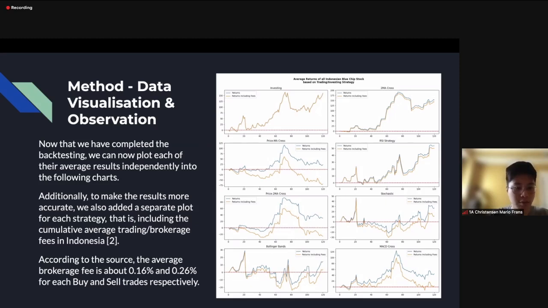And that is to include the cumulative average trading or brokerage fees in Indonesia. We get this data from the references, which I'll be mentioning later. According to the source, the average brokerage fee is about 0.6% and 0.26% for each buy and sell trade respectively. So as you can see here, there's a significant difference when you include the fees.